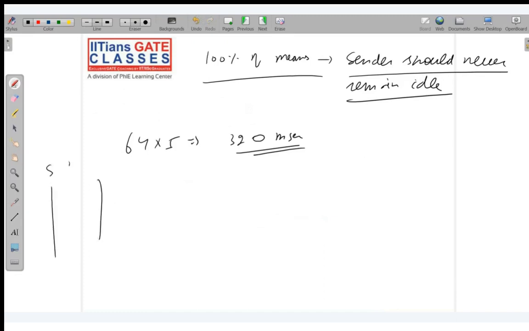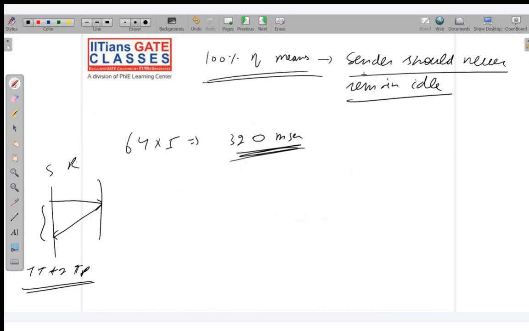In the previous lecture we solved sender and receiver: the frame was sent and its acknowledgement came. So what was this time? TT plus 2 TP. TT plus 2 TP was the total time. So this time should be less than 320. If this time is more than 320, then obviously for some amount of time the sender has remained idle. If the sender has remained idle, then how will you get 100% efficiency?